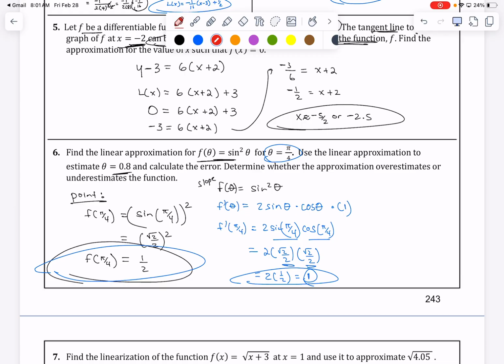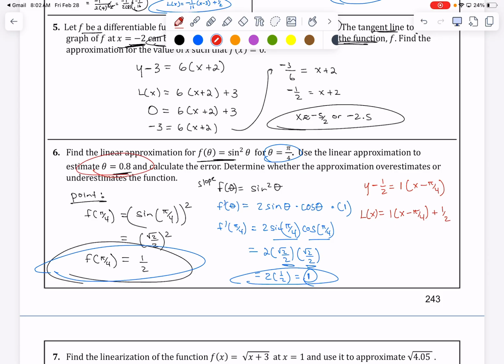Almost done. All right, so now I write my equation. So what would the equation be? y minus 1/2 is equal to 1 times the quantity x minus pi over 4. So then my linear approximation equation would be L of x equals 1 times x minus pi over 4 plus 1/2.